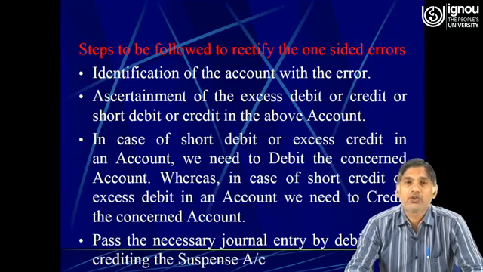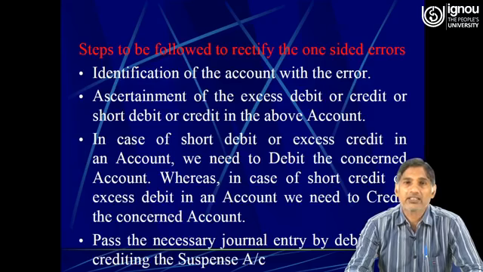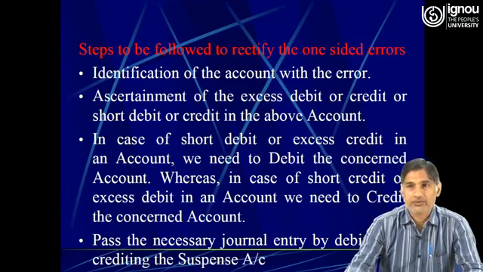In case of short debit or excess credit in an account, we need to debit the concerned account, whereas in case of short credit or excess debit in an account, we need to credit the concerned account. Then the next step is to pass the necessary journal entry by debiting or crediting the suspense account. Since only one account is affected, the journal entry is passed with the help of the suspense account.